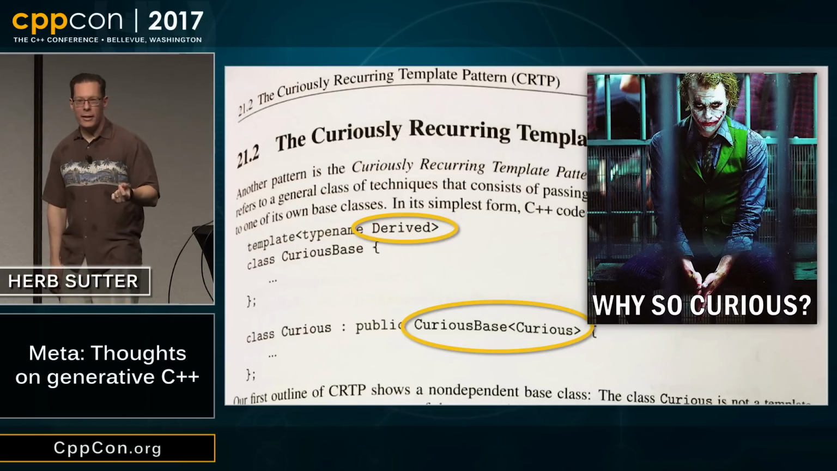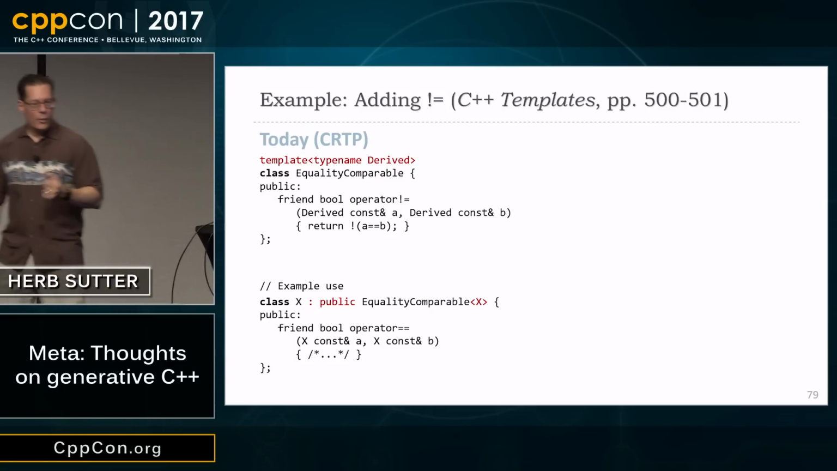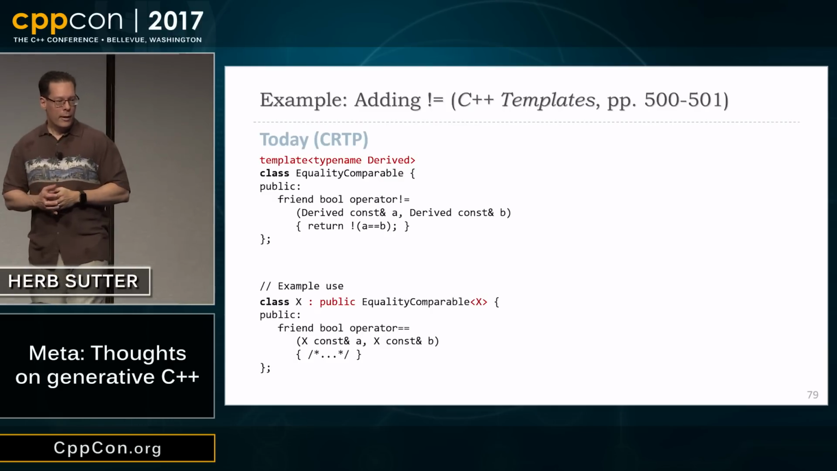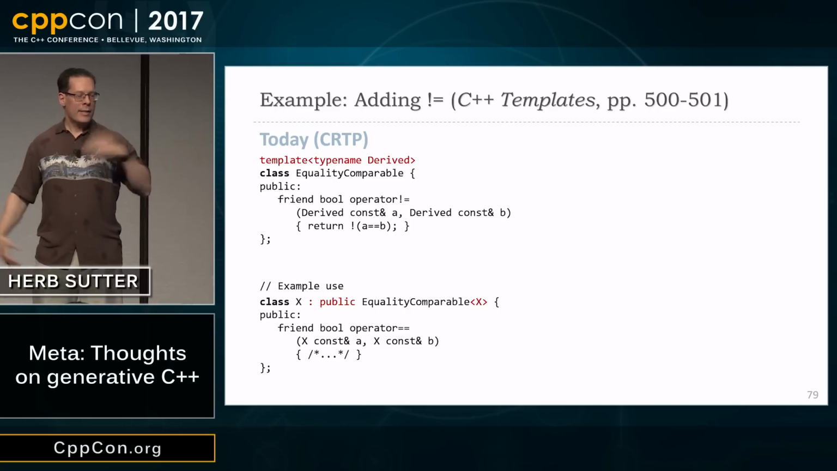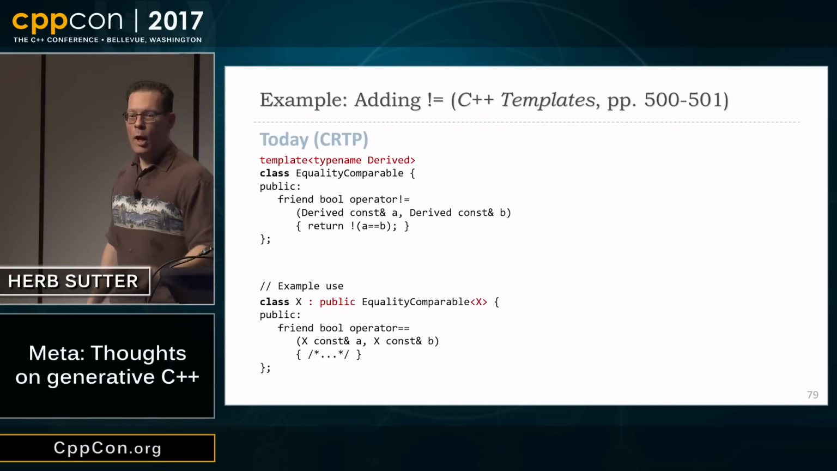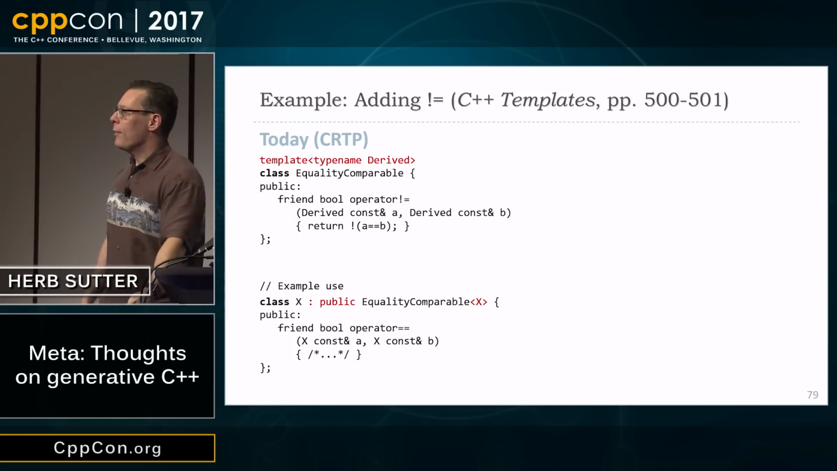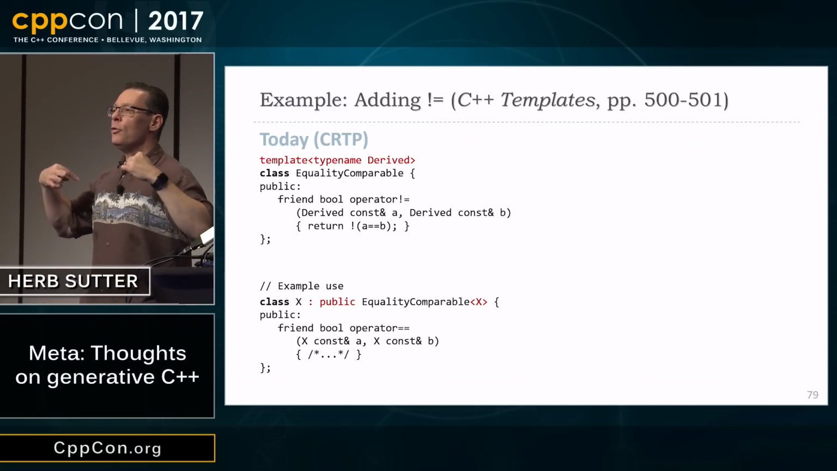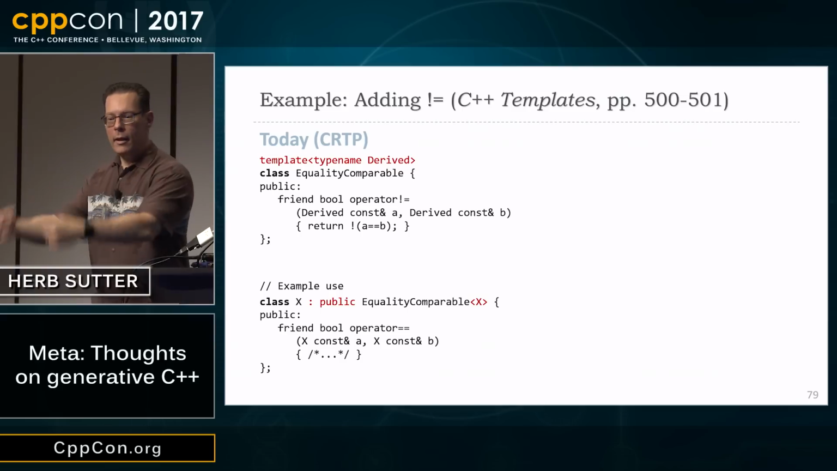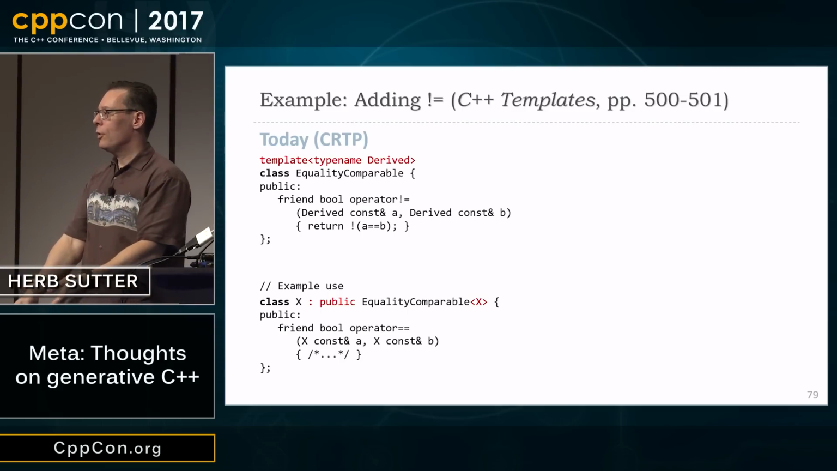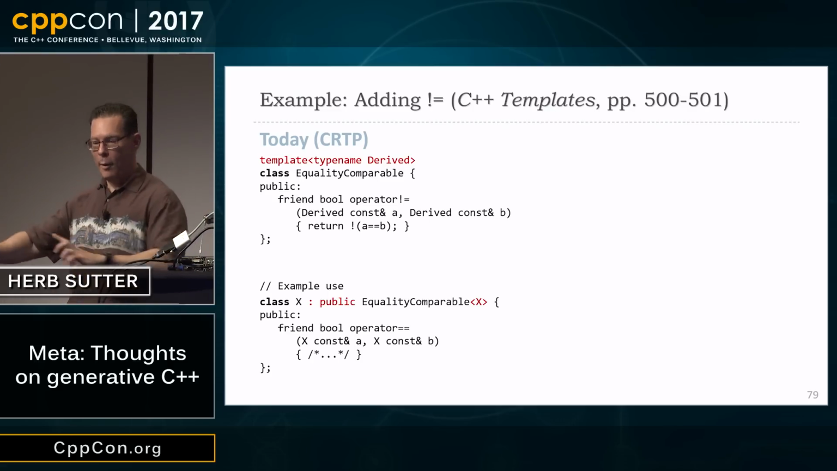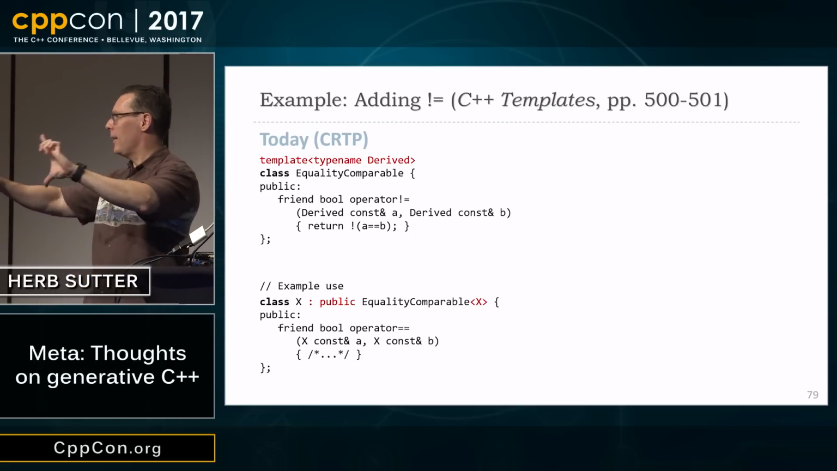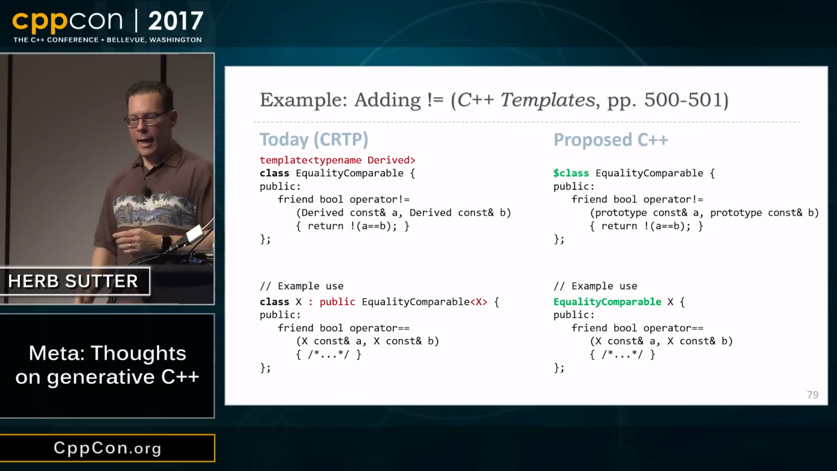Sound familiar? Here's an example from the book, slightly cleaned up, of a CRTP equality comparable, again, templatized by its derived type. It exists just to inject the not equals operator into the derived type. And then the derived type says class X colon public equality comparable of X, and passes itself in.